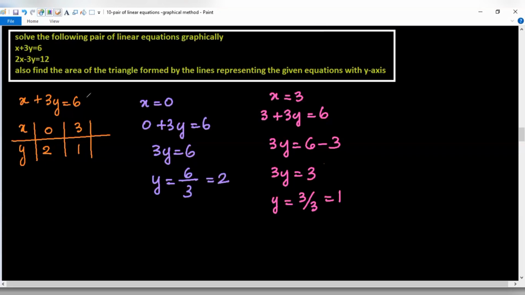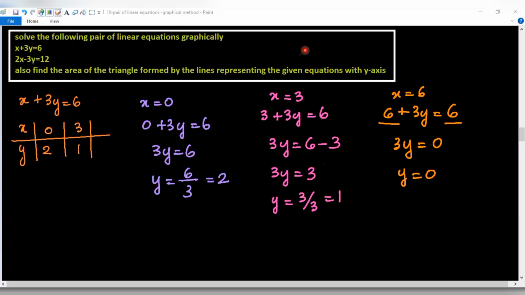Now, let us check what happens when x equal to 6. See, we are trying with multiples of 3. So, x equal to 6, the equation will become 6 plus 3y equal to 6. So, 3y equal to 6 minus 6, that is 0. Right? On both sides, we have positive 6, we can cancel them. So, y equal to 0. Okay, so x equal to 6 and y equal to 0. Thus, we got 3 points.